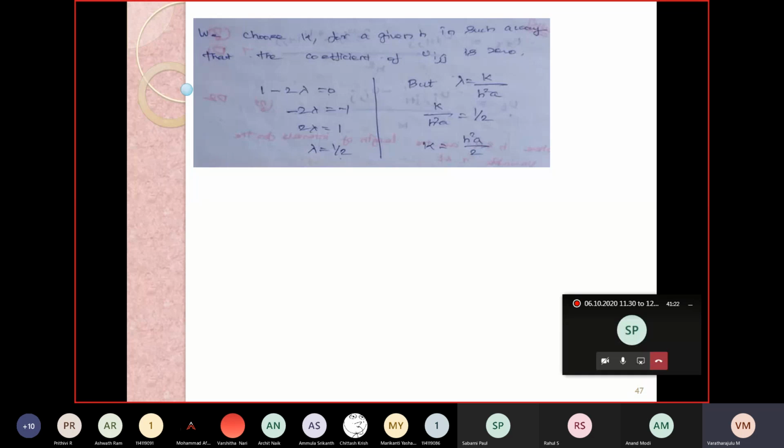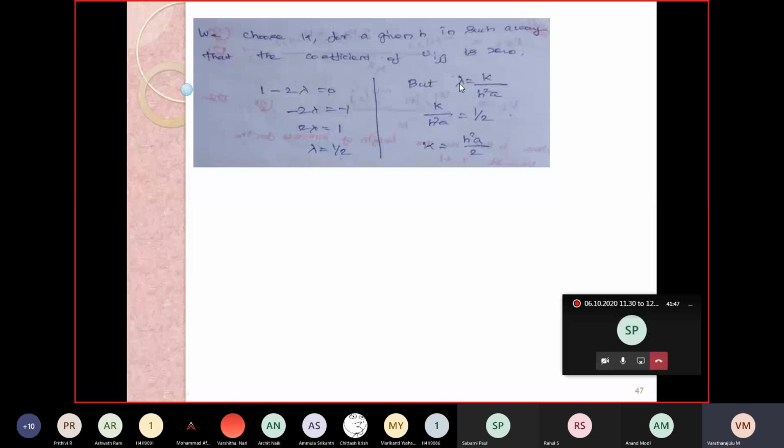That is, choose k for the given h in such a way that the coefficient of u i,j is 0. We are assuming that 1 minus 2 lambda is equal to 0, and minus 2 lambda becomes minus 1, and lambda is equal to 1 by 2.